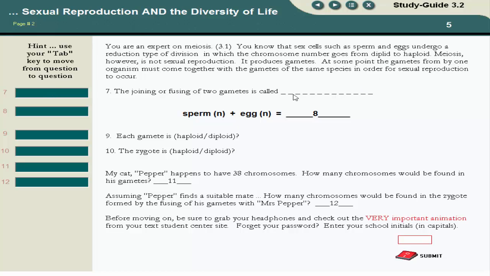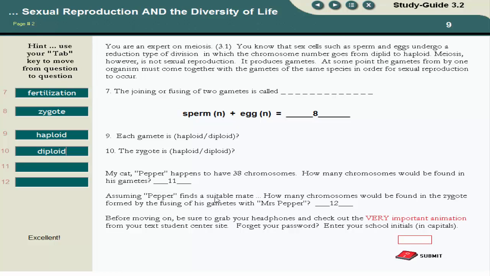The joining or fusing of two gametes is called fertilization. So, sperm and egg equals what we call a zygote. Each gamete is going to be haploid because it has half the chromosome number. But when the two gametes come together and form a zygote, now we go back to being diploid.